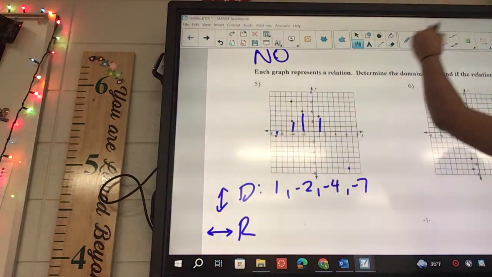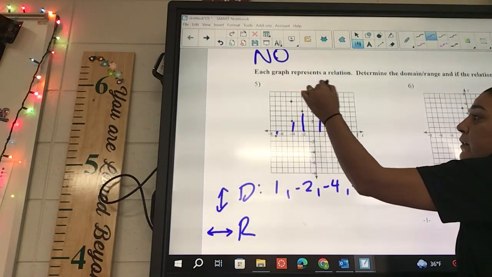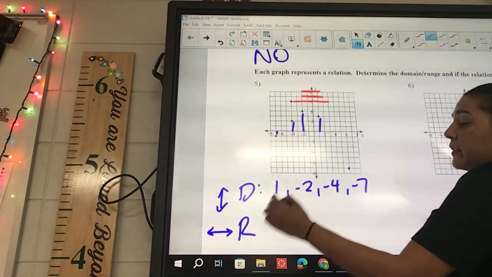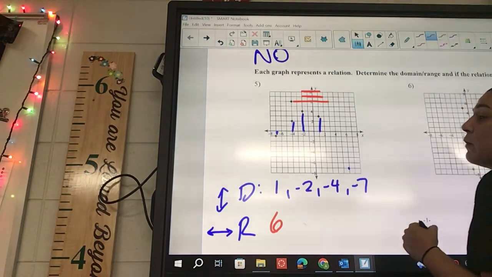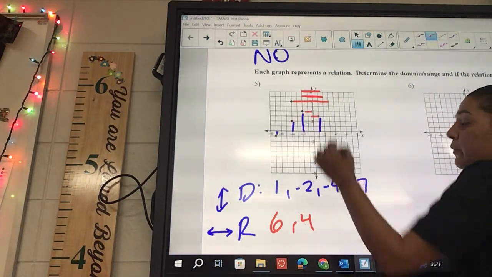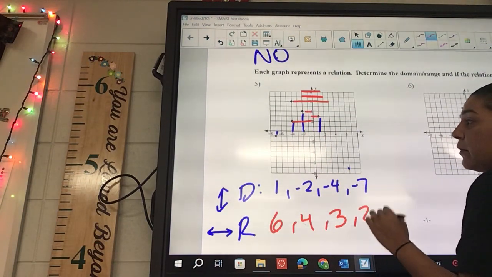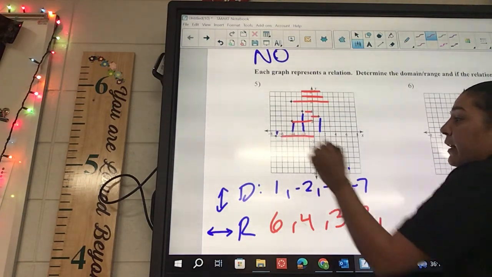Okay, so for the range, we're going to do the same thing. You can look on the y's. There's nothing on 8. There's nothing on 7. There is one on 6. Where else is there one? 4. 3. There's one on 3. There's one on 2. And there's one on -1.